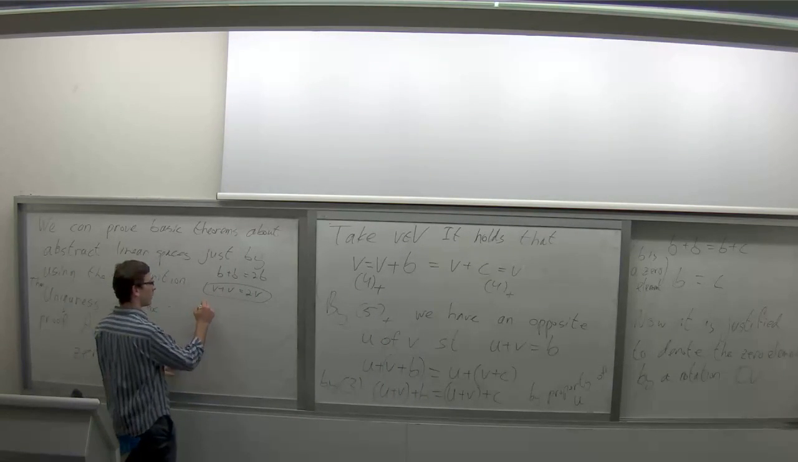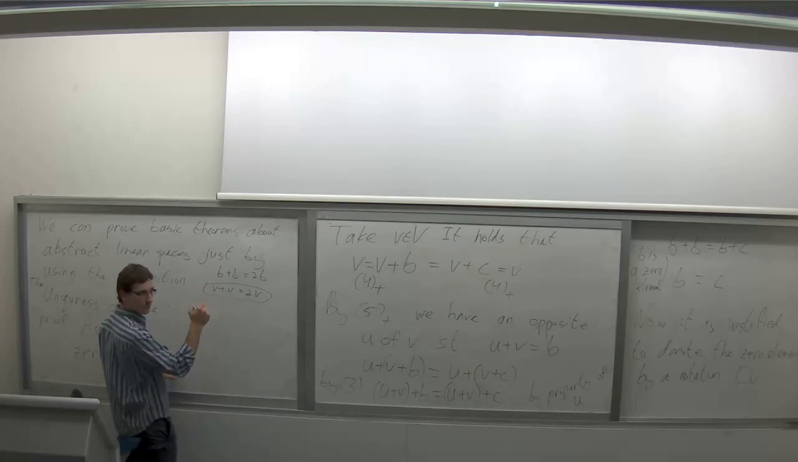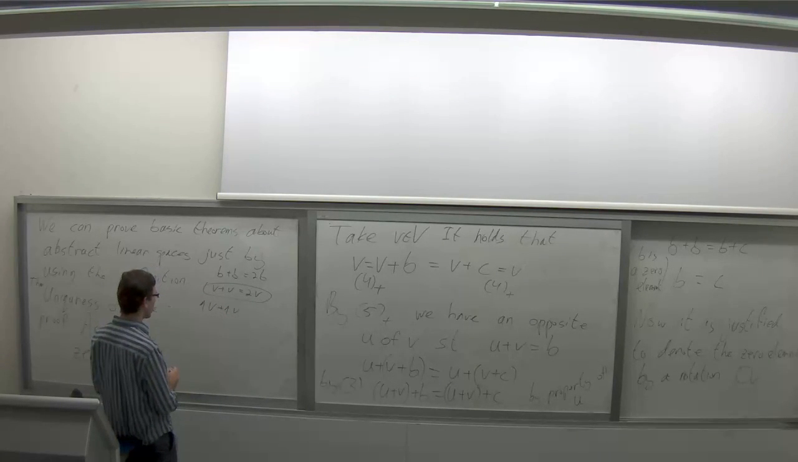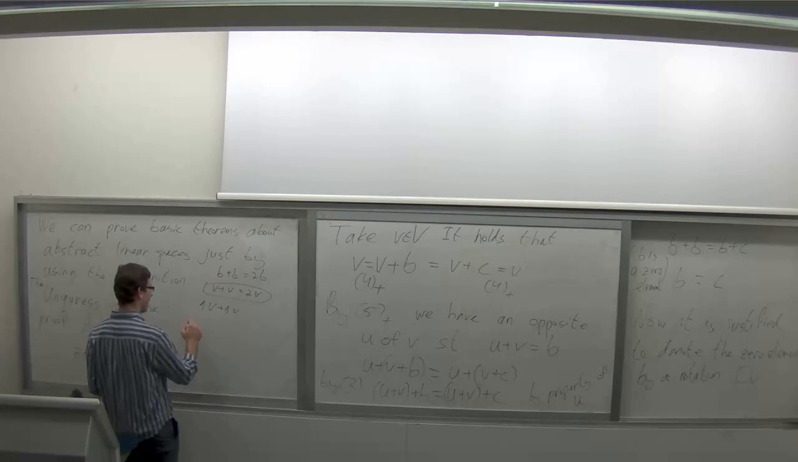So you get v, by rule number 5 of multiplication, is 1v. Right? And then what do I have? By distributivity, I have 1 plus 1 times v.